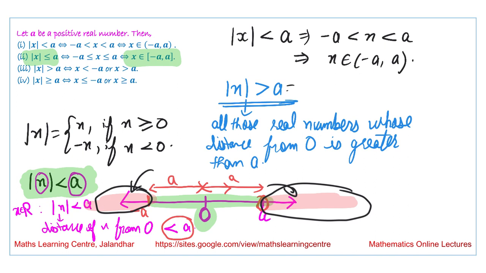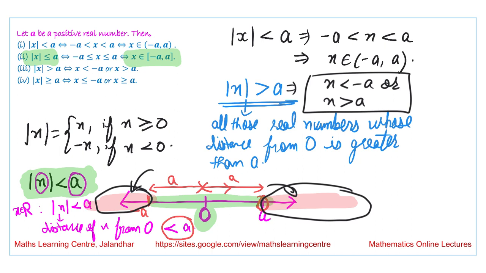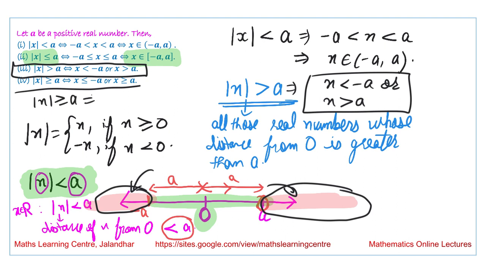So the solution set is that x is less than minus a or x is greater than a. This is the second case we are talking about. And when we have equality, mod of x is greater than or equal to a is implied by, and implies, x is less than or equal to minus a or x is greater than or equal to a.